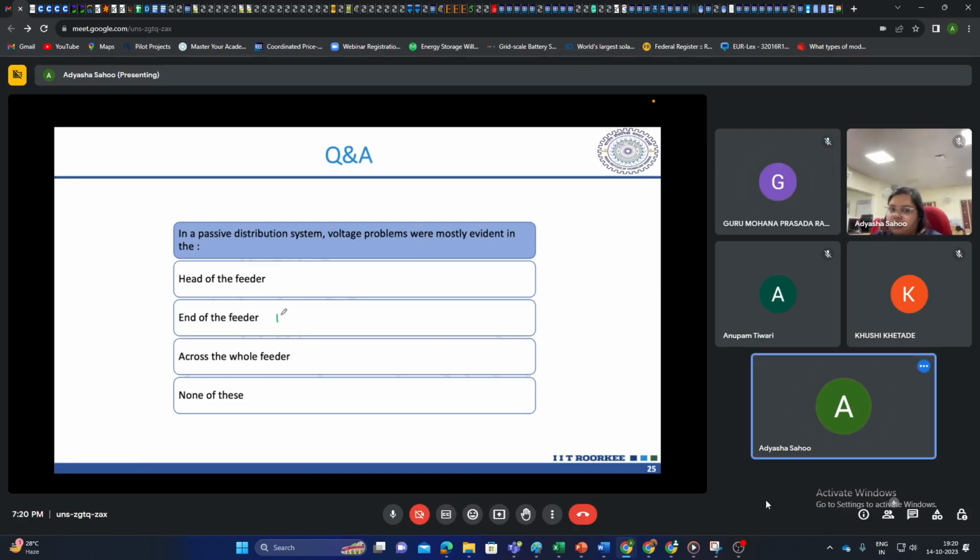Yeah. So in passive distribution system where we are having this radial type, there is a voltage drop, because ideally we consider that this is 1 per unit. So this delta V drop will add up, and at the end of the feeder, it may get voltages which are less than 0.9, which is the minimum allowable range. So voltage problems are mostly evident in the end of the feeder. Basically, to tackle these, we used to install the capacitors at those locations.